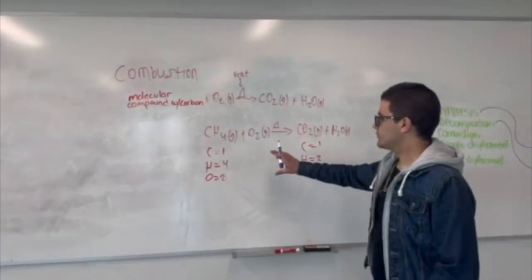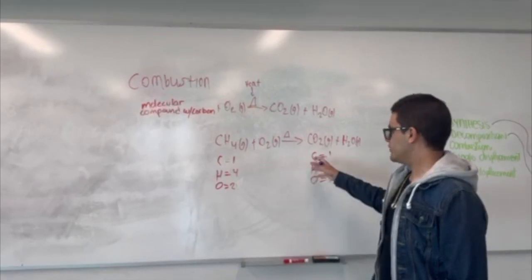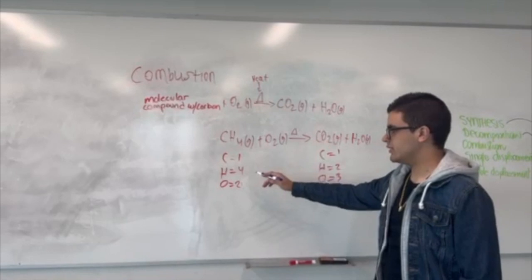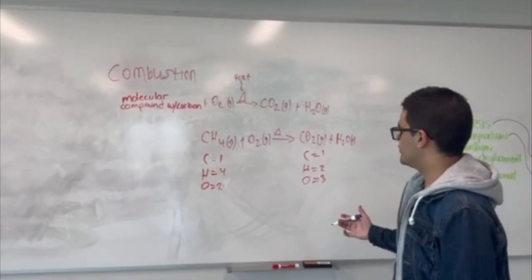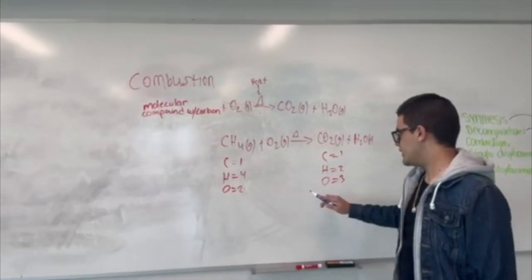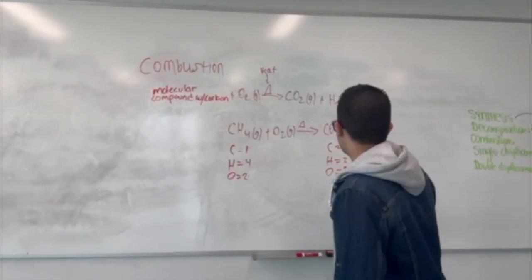Alright, so as you can see, this equation is not balanced. We have one C and one C over here, which is carbon. It's fine. But once we get to the H and the O, we can see there's a big difference. There's 4 H's over here and 2 over here, and 2 O's over here and 3 over here. We can't leave it like that. So let's balance the equation.